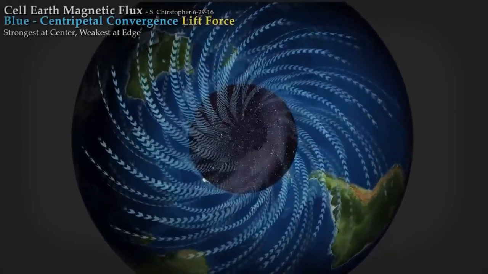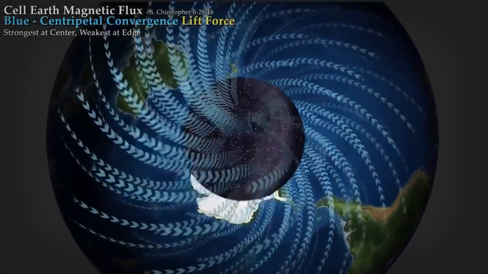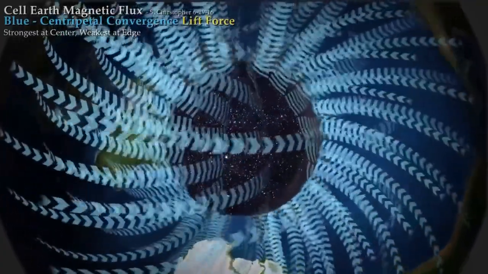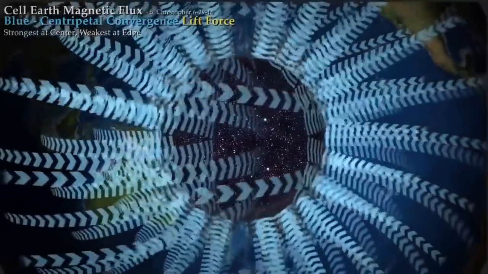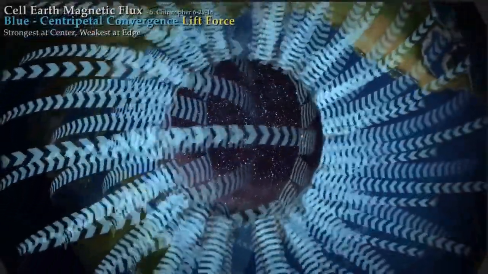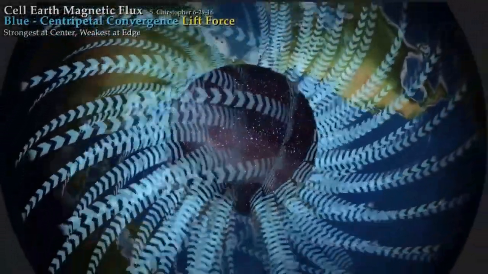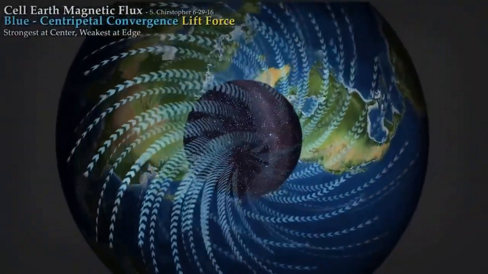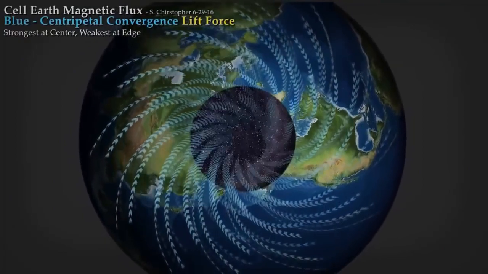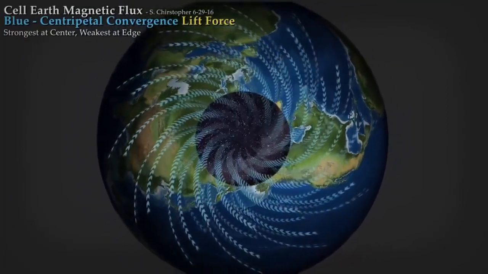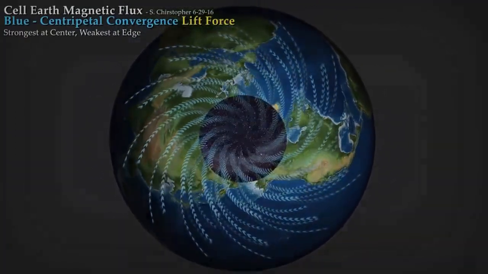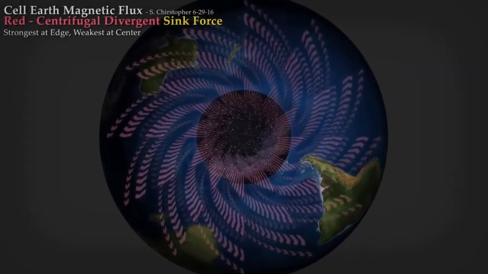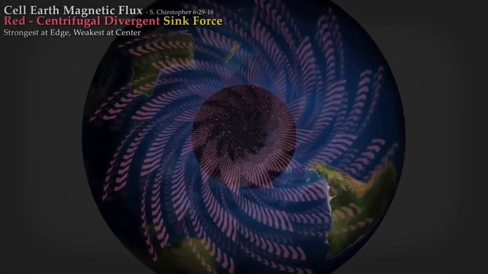Blue arrows represent the centripetal convergent lift force. It draws objects to the center, where the current is attracted to the moving convex surface of the celestial sphere. The lift force is stronger in the center and weaker at the edge. That is why planets have such an easy time staying aloft toward the center, because there's not that much sink force and plenty of lift force. If it weren't for the magnetic sun attracting the planets, they probably would crash into the celestial sphere. The lift force cohabitates with the centrifugal sink force, which has the inverse proportion effect.